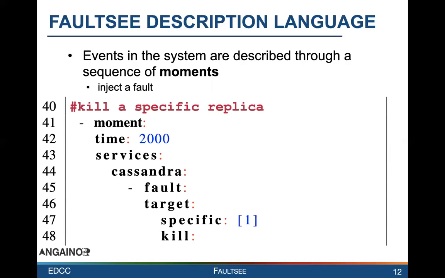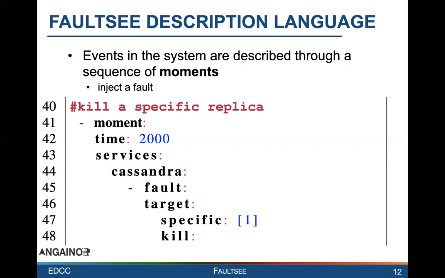Similarly, this is the way we specify fault injection. In this snippet, at time 2000, I want to inject a fault on a specific node, node number 1, as we can see on line 47 of the Cassandra service. And what fault is this? This is a kill fault. Rather than killing some nodes at random, which might lead to different results if the system is heterogeneous, I am explicitly saying I want to kill this concrete replica.